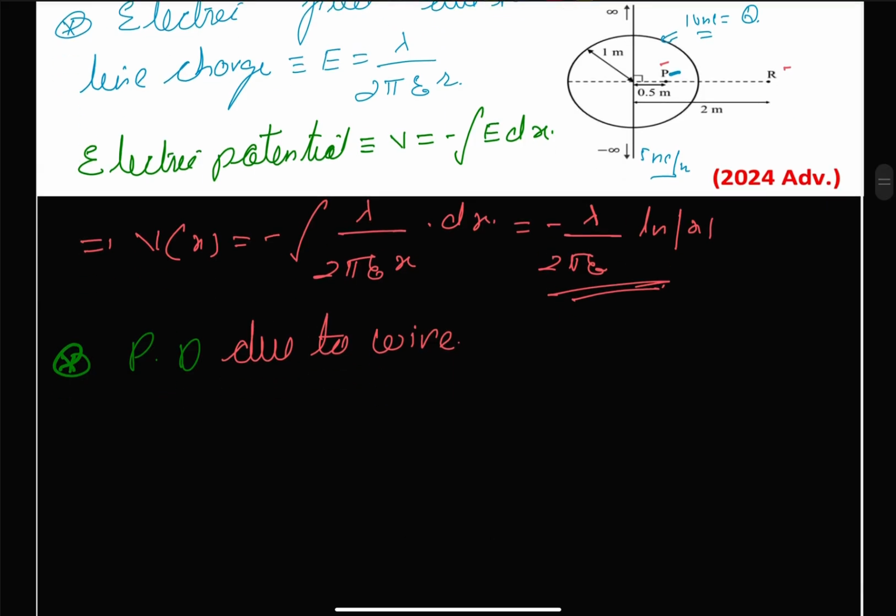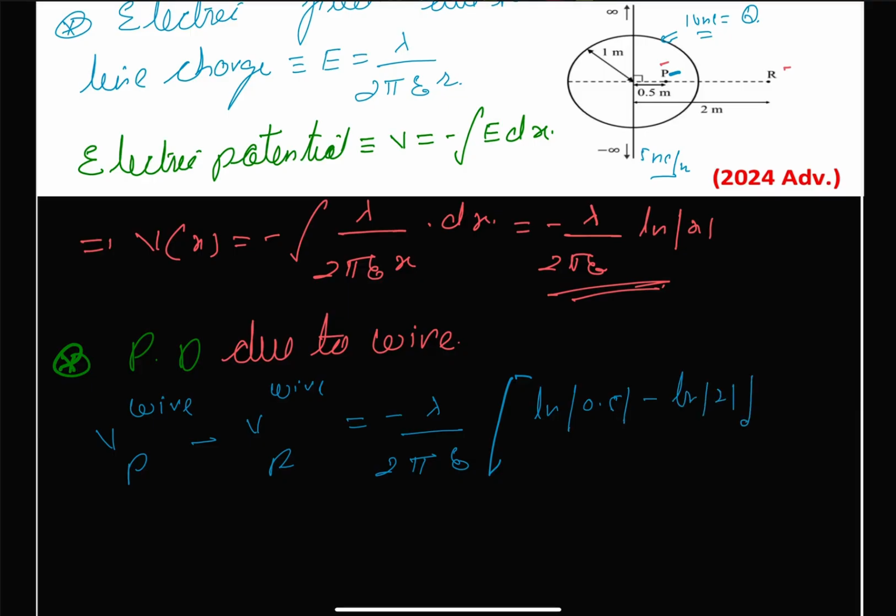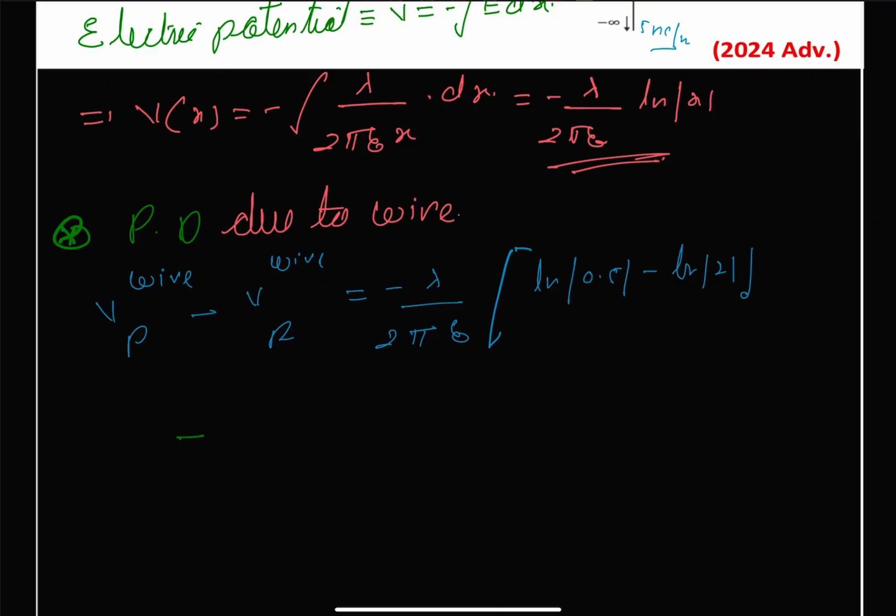So we can write this as the potential at point P because of the wire minus the potential at point R because of the wire. The distances are 2 and 0.5. So this is minus lambda over 2 pi epsilon naught times natural log of 0.5 minus natural log of 2. We multiply by the minus, and this will be equal to lambda upon 2 pi epsilon naught times natural log of 2 divided by 0.5, which can be written as lambda upon 2 pi epsilon naught times natural log of 4.